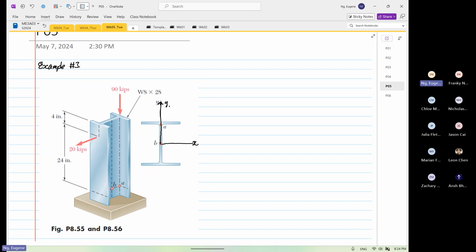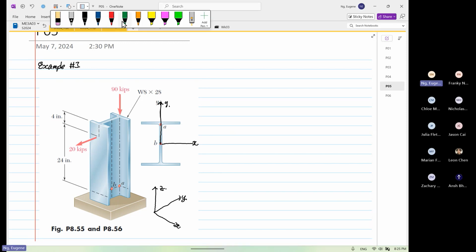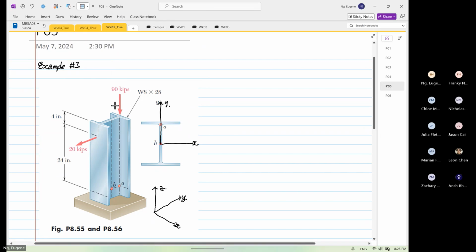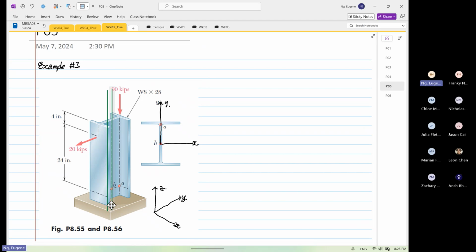So when that's the case, on the isometric view, we know that this is your x, this is your y, and this axis is your z. And if we draw our geometric axis relative to the elements, it looks like this. So this is our geometric axis relative to our element.